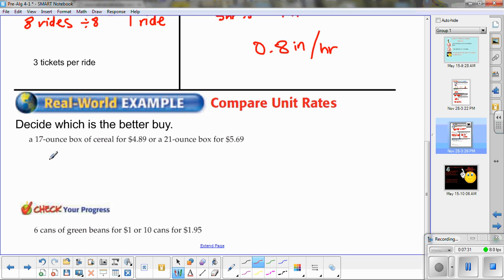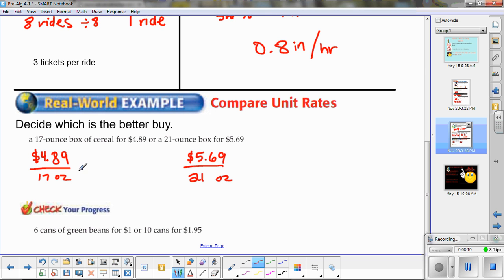So it says a 17-ounce box of cereal for $4.89, or a 21-ounce box for $5.69. We want to put the money on the top because we want to compare the price for 1 ounce. So we'll start with $4.89 for 17 ounces, or $5.69 for 21 ounces.